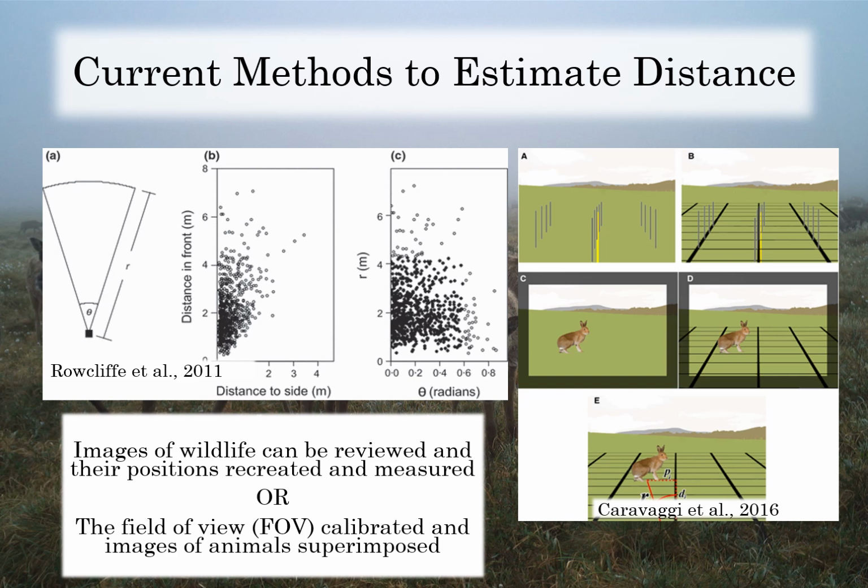Other methods, like the one to the right here, essentially calibrated each site's field of view using a grid of known dimensions and then superimposed images of wildlife on that grid to determine their distance and angle. But these methods weren't a great fit for our task because our images were already collected and our sampling sites are extremely remote and difficult to access. So we couldn't really go back out and take these measurements in the field.